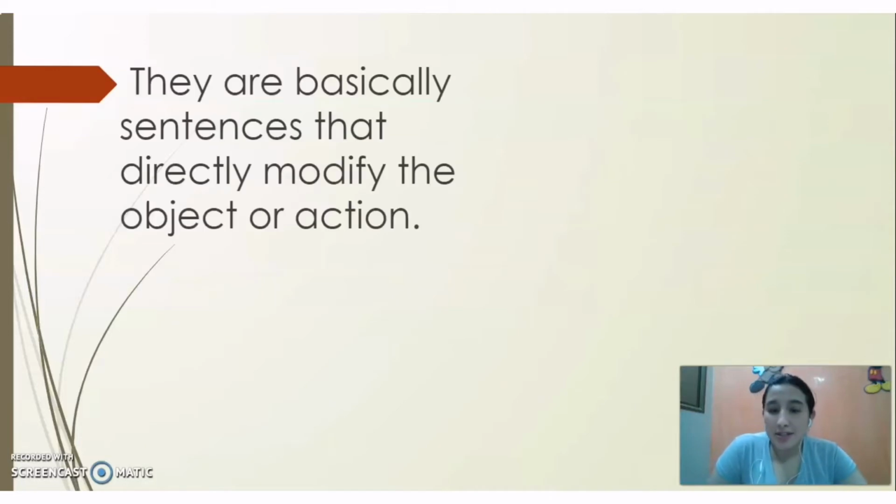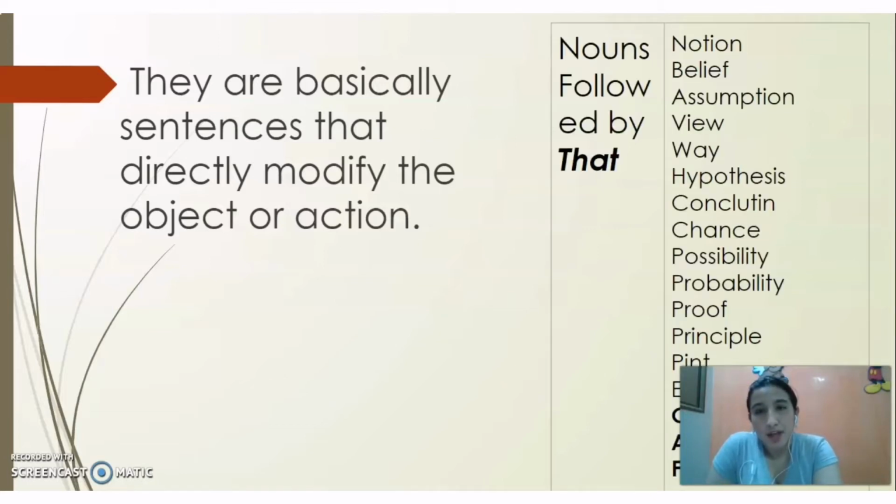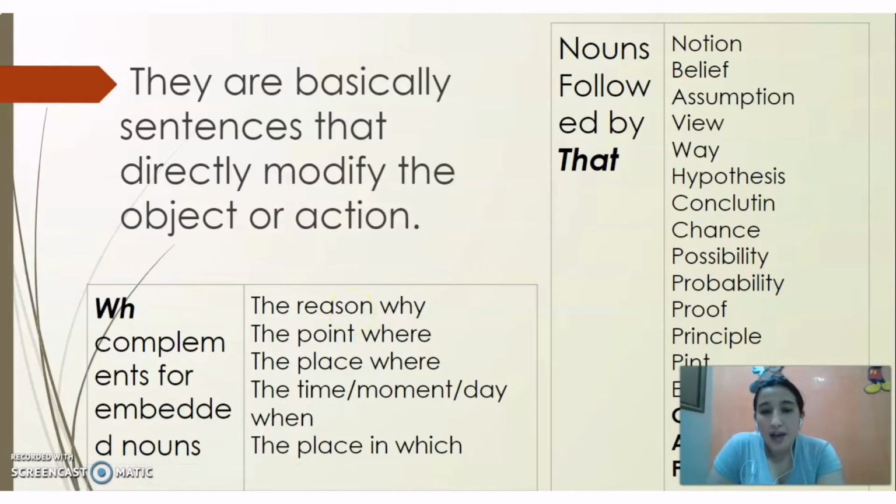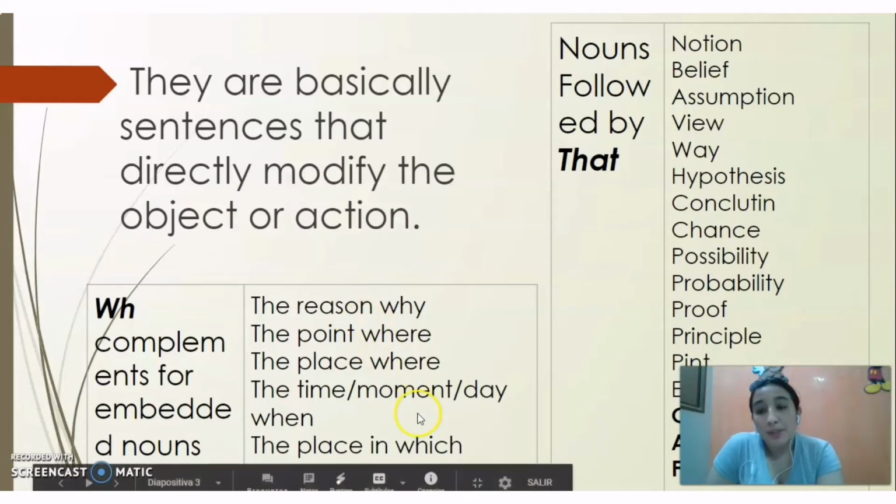Basically, they are sentences that directly modify the object or action. Nouns follow with that: notion, belief, assumption, view, way, hypothesis, conclusion, chance, possibility, and others. And WH complements for embedded nouns: the reason why, the point where, the place where, the time, the moment, the day when, the place in which.